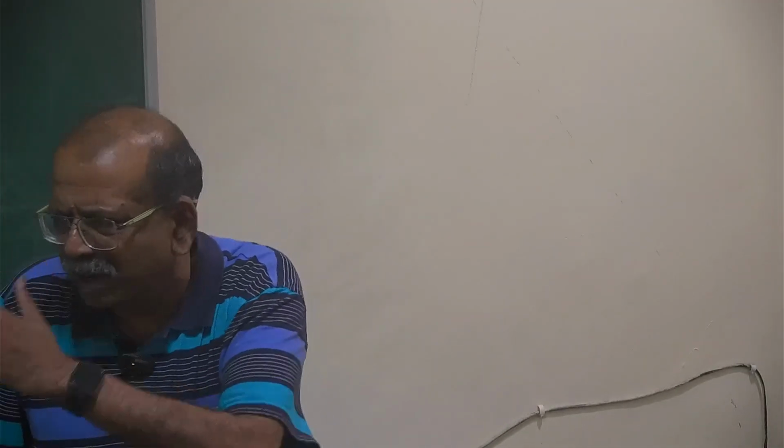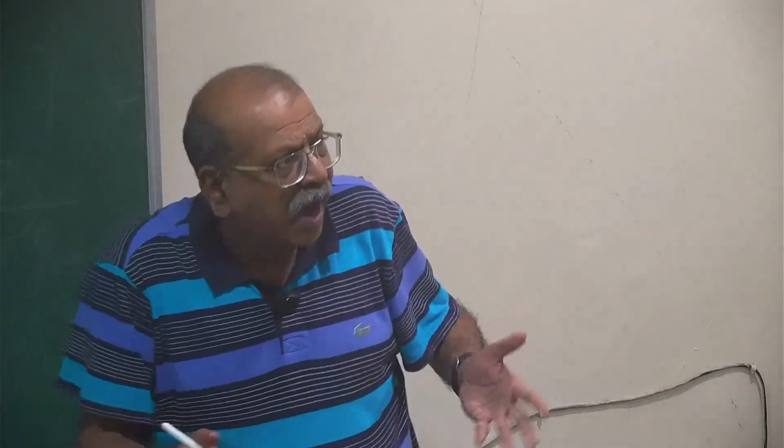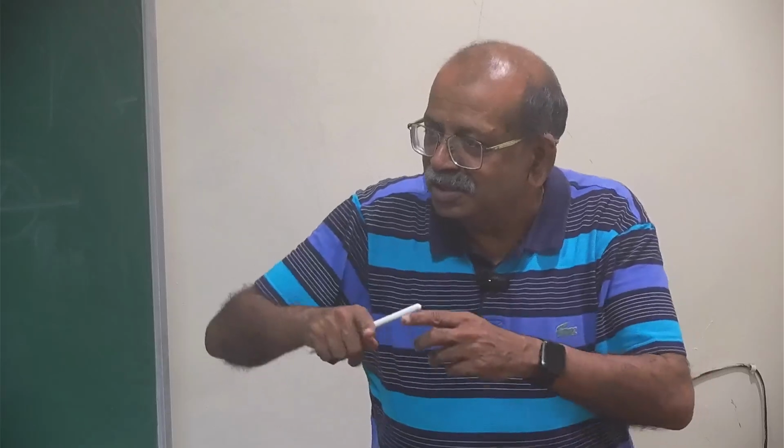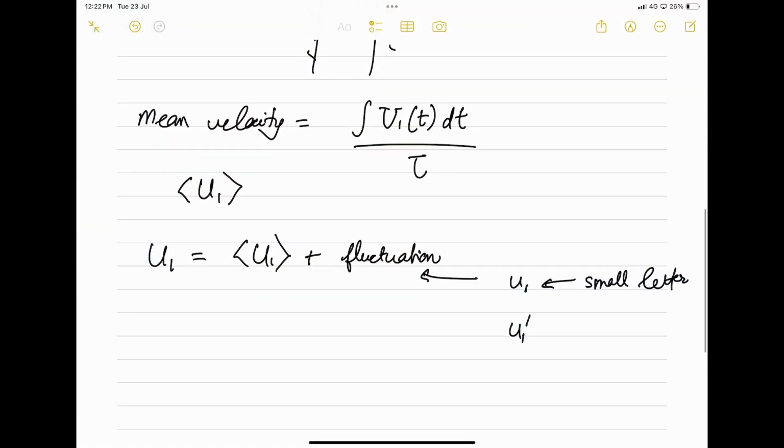Particularly the two texts we will be following, I'll give you a handout probably by next week, will be Pope's book and Lumley's book. In one of the books they use a prime, in the other book they use this angled bracket and the small letter. This is also used for mean quantity. Here it's velocity, but it could be mean temperature, it could be mean pressure. So we have this.